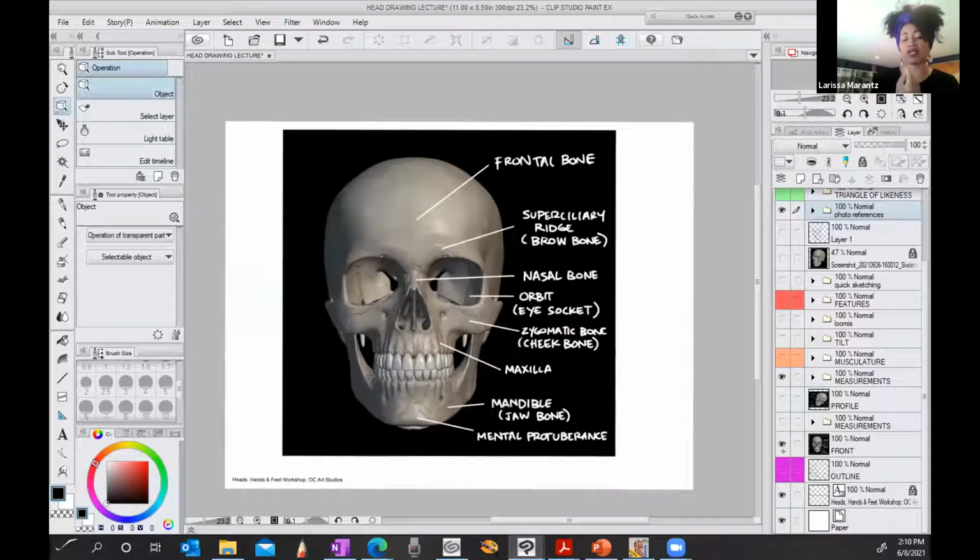Now, I don't know why it's called the mental protuberance, and I won't get into the names or why they're called anything, but it's an important landmark on your face, because it protrudes out. It comes out a little bit, and that is the little bump in your chin. Some people have more prominent mental protuberances and some people don't.